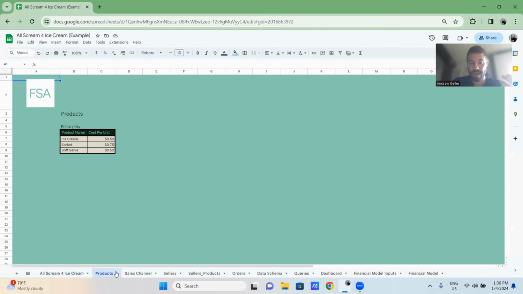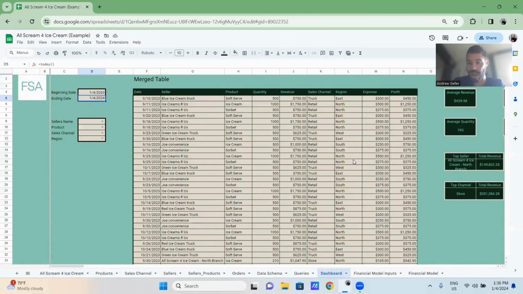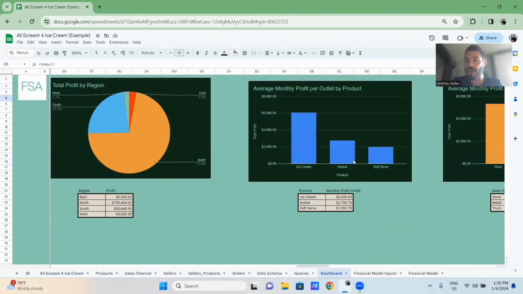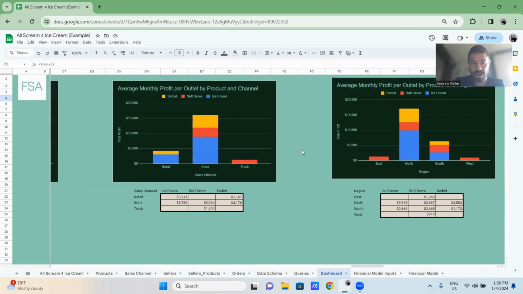They have all sorts of data tables, but we're not going to go over that because we did that last time. But what we can do is go to the dashboard, and where we left off was that we asked a question: now that we had all this information, how can we use it to grow? So we looked at this graph, which is average monthly profit per outlet by product and channel, meaning per store that exists, what's the average profit from ice cream or from soft serve or from sorbet?